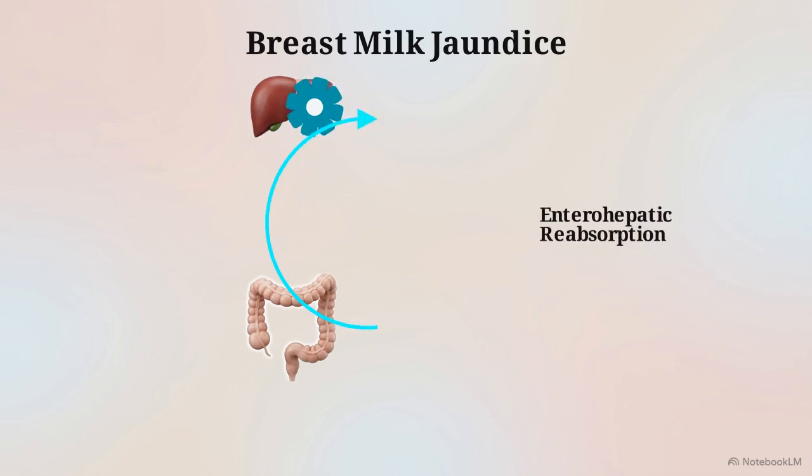Contrast this with breast milk jaundice, highlighting the disruptive role of beta-glucuronidase found directly in breast milk. Beta-glucuronidase deconjugates bilirubin in the infant's gut. This massively increases enterohepatic reabsorption and drives prolonged unconjugated hyperbilirubinemia. Both of those mechanisms are non-surgical.